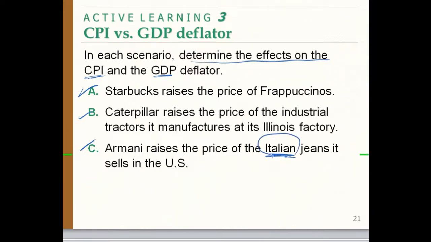For each of these scenarios, if you want to stop the video to answer them, then check your answers to make sure that you are comfortable with this concept. We will answer this exercise together, but it is better that you take your time to try to answer them by yourself. Let's see and compare your answers together.